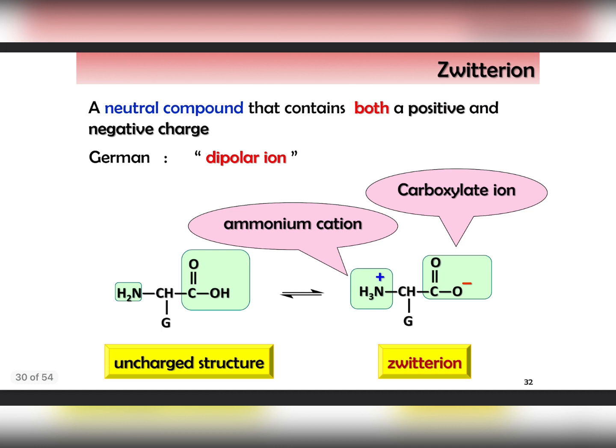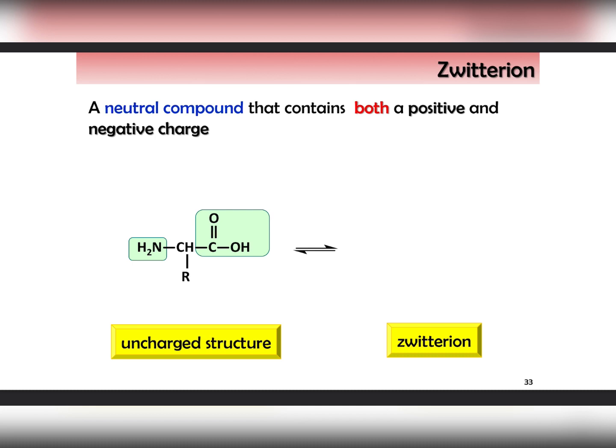Alright, so kita boleh juga panggil dia sebagai dipolar ion. Okay, so zeta ion ni actually come from German word. So zeta ion means dipolar ion. So maksudnya dalam satu compound tu ada dua charge yang berbeza. Okay, so let's have a look macam mana kita nak tulis this structure of zeta ion.